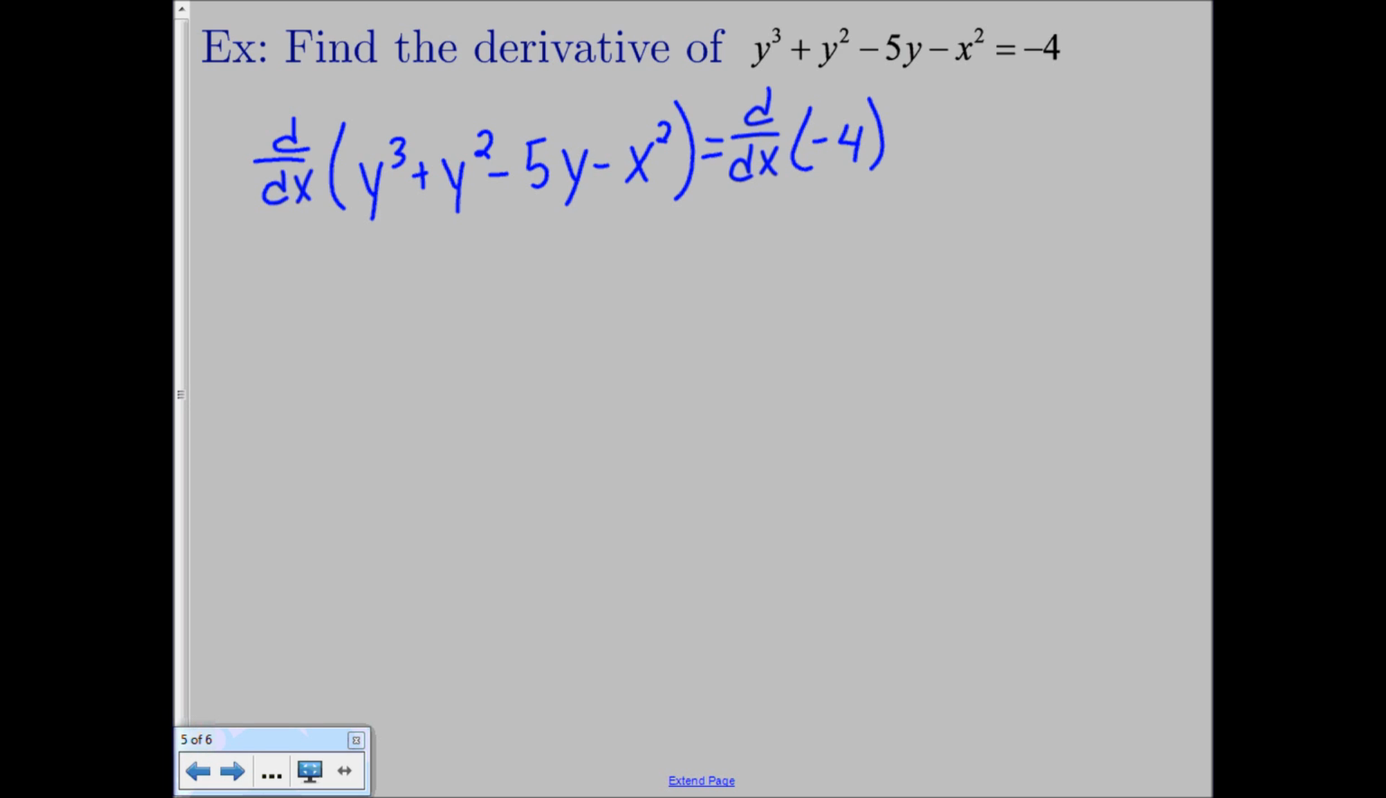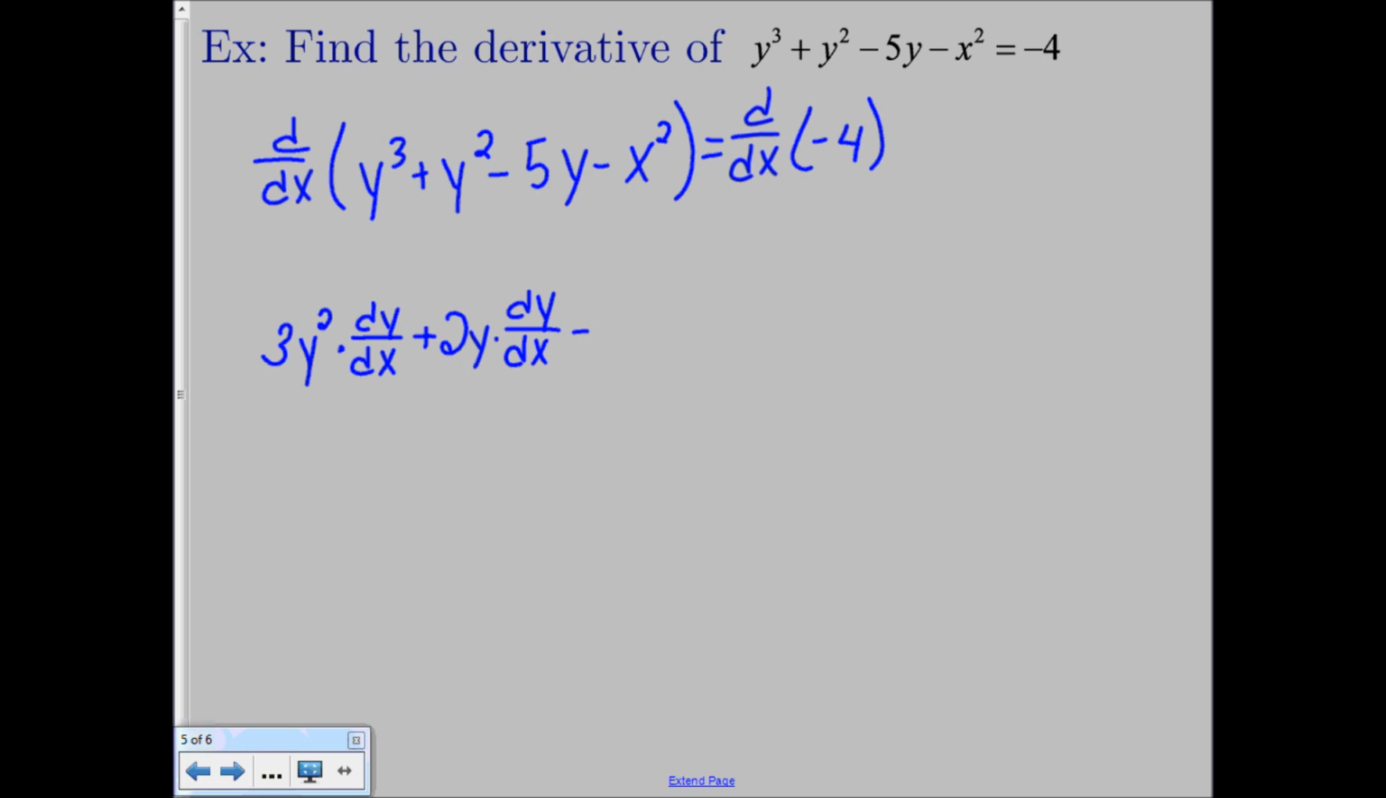So the first term we're going to take the derivative of is y cubed. So the derivative of y cubed is going to be 3y squared using our power rule, but because we don't know what the derivative of y is, we have to multiply that by dy/dx using our chain rule property. So moving on to the derivative of y squared, we're going to bring down that 2. So we're going to get 2y times dy/dx.